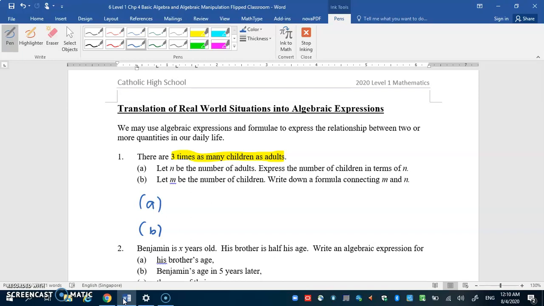Today we're going to go through our homework from yesterday, which is the translation of real-world situations into algebraic expressions. Okay, let's look at question 1.